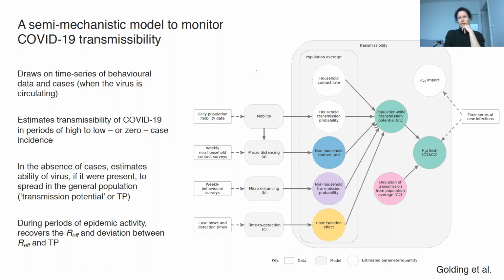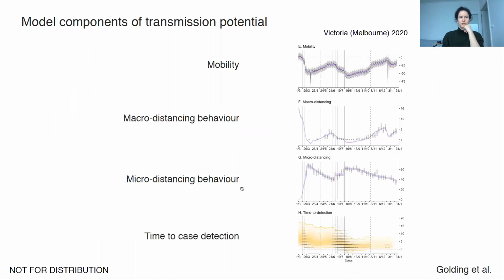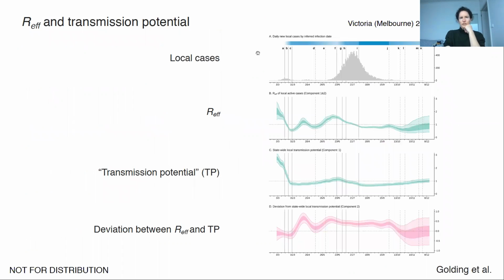And now I'm just going to show some time series plots of the estimated population-wide transmission potential, the ref, and the deviation between those two over time for Victoria as well. So the top panel here is showing you the local case counts and the effective reproduction number measured over that period. And here's our transmission potential. And you can see that there's the pink here, which is showing you the deviation. You can see that there is a difference between the measured effective reproduction number and the transmission potential.